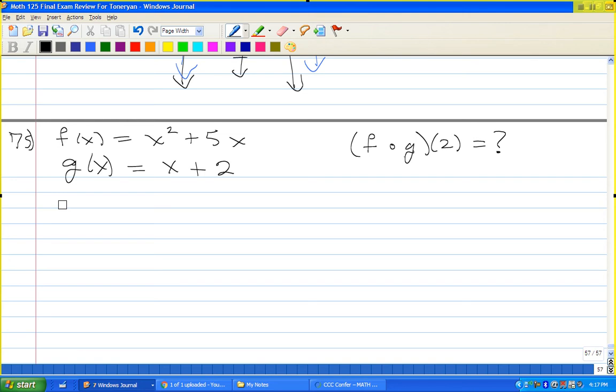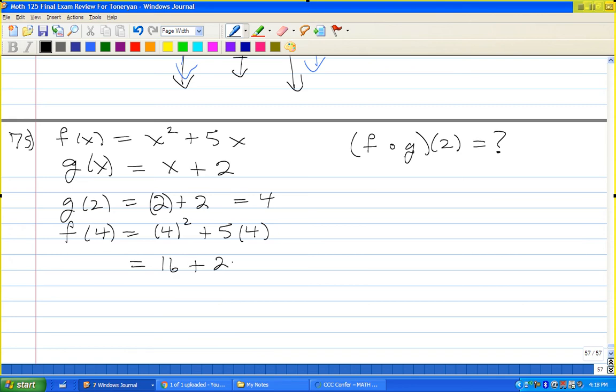So first, let's compute g of 2. So wherever I see an x, I replace x by 2. 2 plus 2 is 4. Now let's determine f at 4. Wherever I see an x in the formula for f, replace x by 4. And so 16 plus 20 is 36.